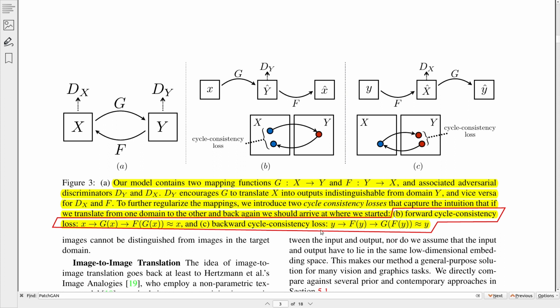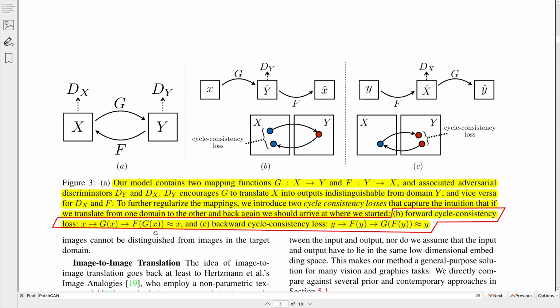And that's exactly what the paper talks about. I have put that part in this red border. That is forward cycle consistency loss. Here x goes to Gx, then the output of this entire Gx goes to the F function again. That is the next part. This one here is F of Gx. That should produce a reconstructed x.